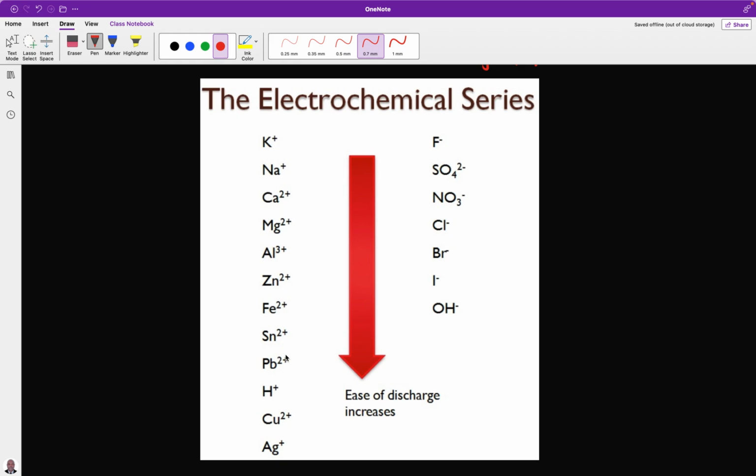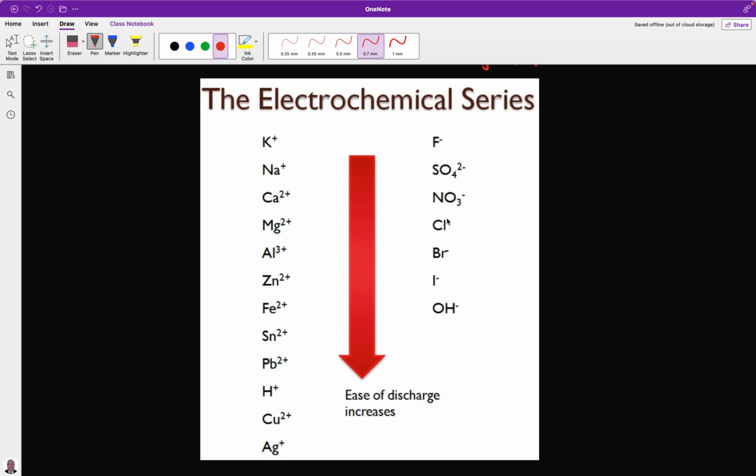Another factor that will also determine which ion is discharged is the concentration of the ion. The higher the concentration, the higher the possibility of it being discharged. Remember, the cations will move to the cathode and the anions will move to the anode.